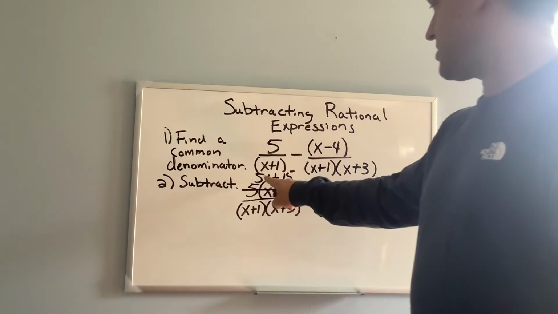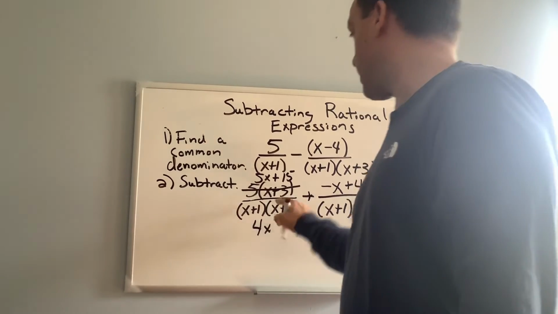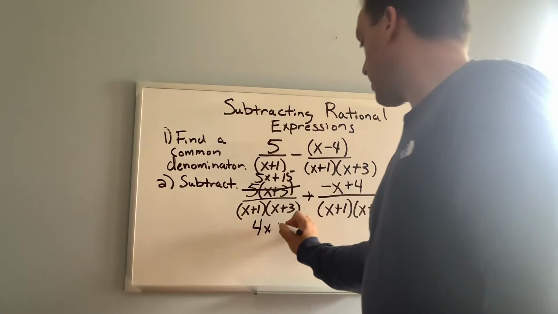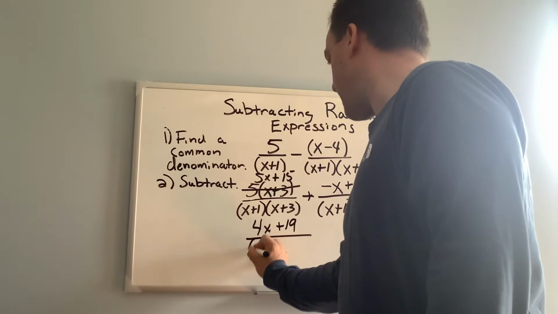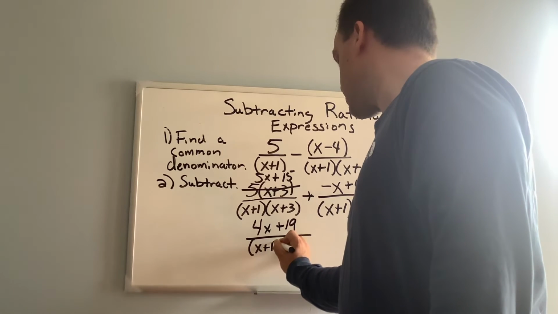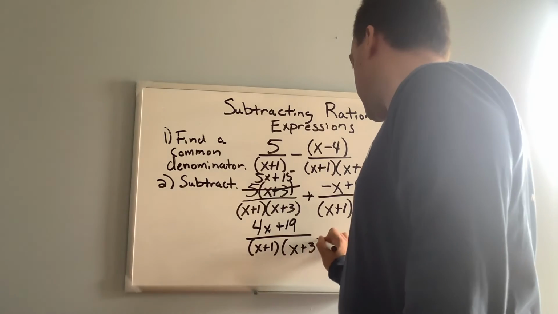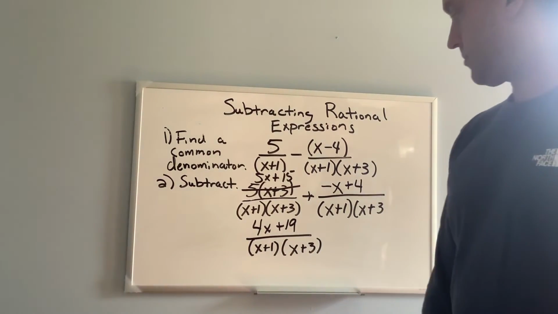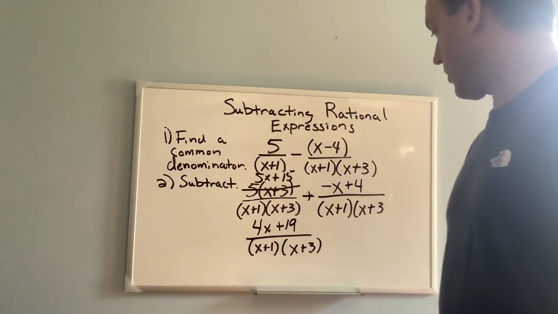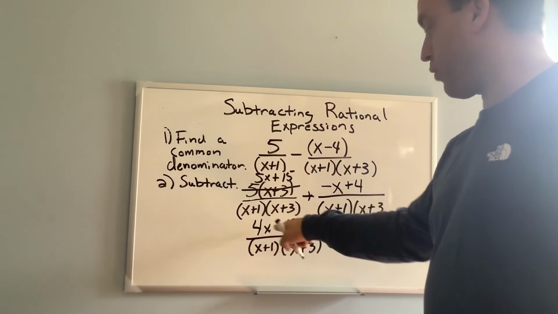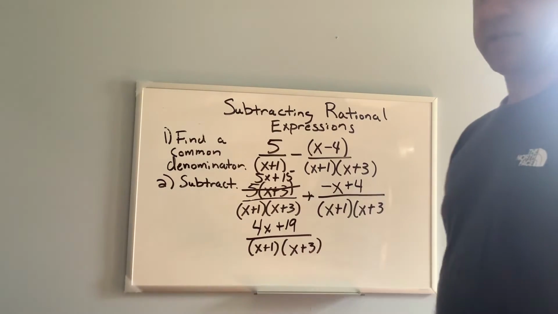So I can just add. 5x plus negative x is 4x in the numerator. And then 15 plus 4, I would add 19. And then in the denominator, I have x plus 1 times x plus 3. So I'm going to leave that as it is. We could factor a 4 out and put 4 times x plus 19 over 4, but it's not necessary.